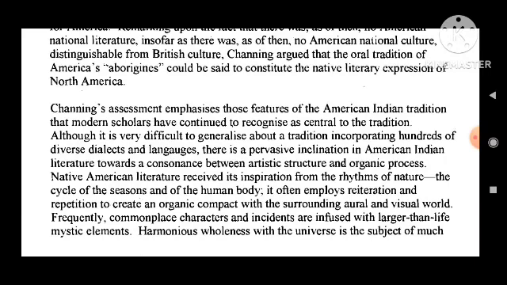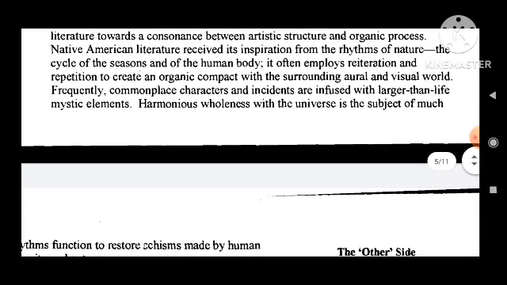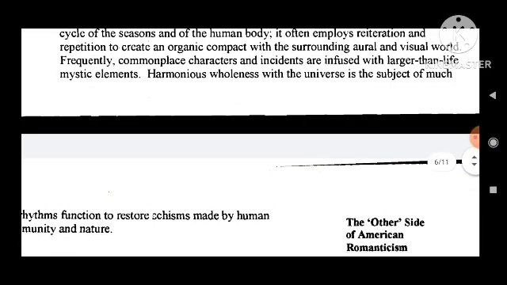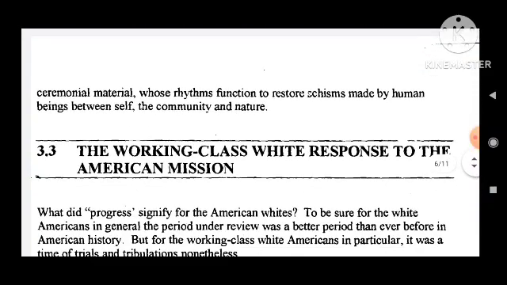Frequently commonplace characters and incidents are infused with larger than life mystic elements. Harmonious wholeness with the universe is the subject of much ceremonial material whose rhythms function to restore the harmony disrupted by schemes made by human beings between self, the community, and nature.